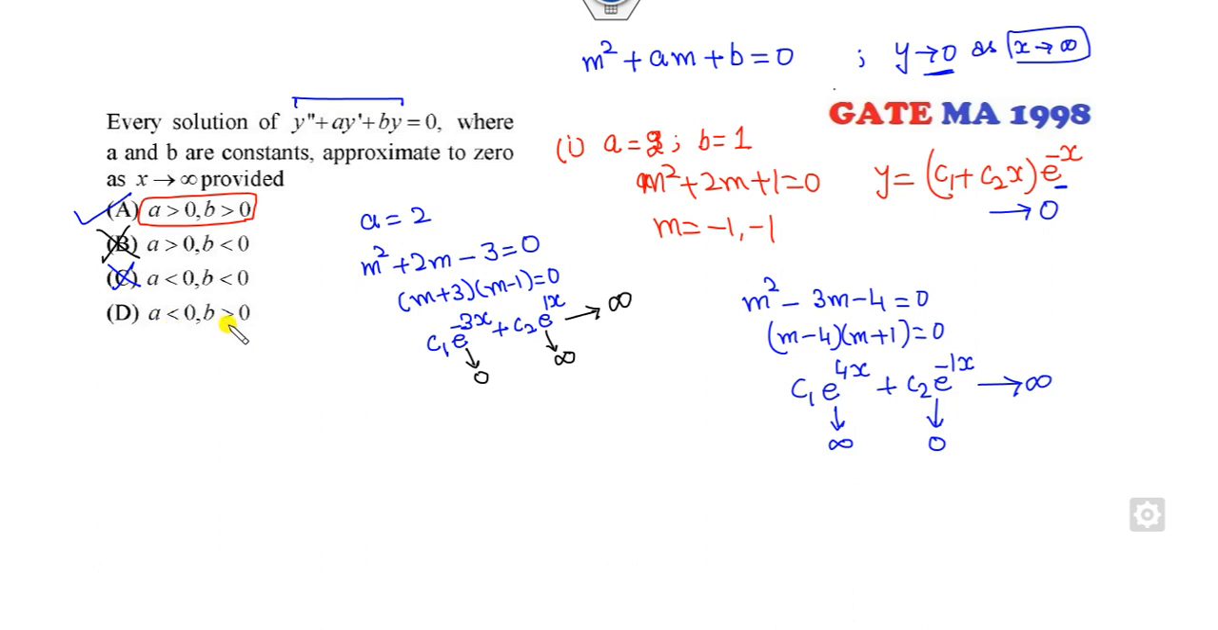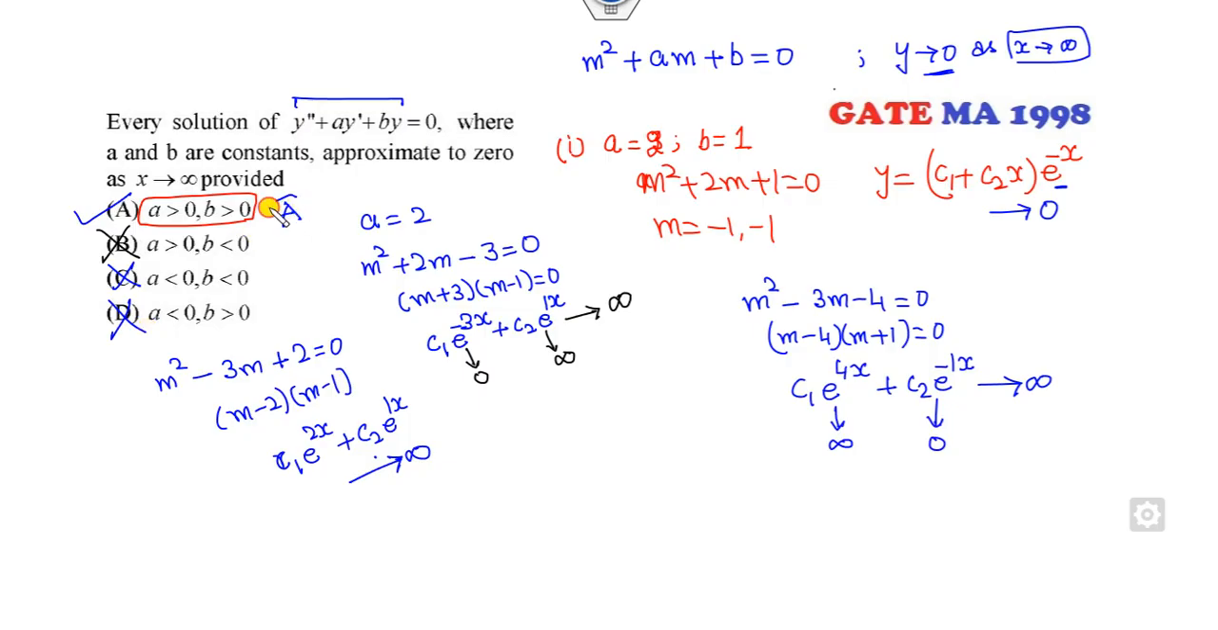One, A is negative, B is positive. So A is negative, I can choose as 3m, B is positive, I can choose as 2. So my factors are m minus 1, m minus 2. So the solution will be c1 e raised to the power 2x plus c2 e raised to the power 1x. So clearly both will go to infinity. So this option will be cancelled out. So the right answer is A, the only right answer of this problem.